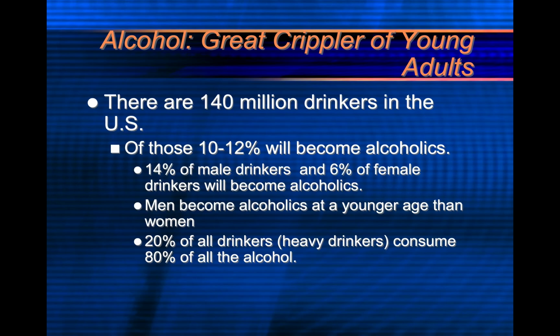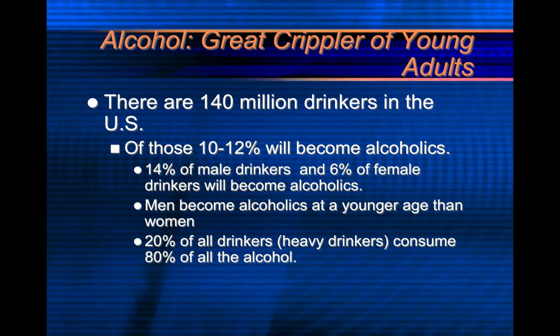There are 140 million drinkers in the United States out of about 360 million. So a lot of people are drinkers. Of those, 10 to 12% become alcoholics. That's about 14 million. 14% of the male drinkers and 6% of the female drinkers will become alcoholics. Men become alcoholics at a younger age than women. They tend to start drinking earlier than women do.